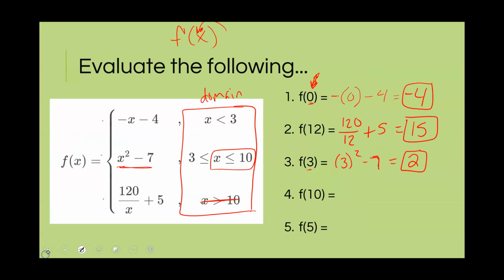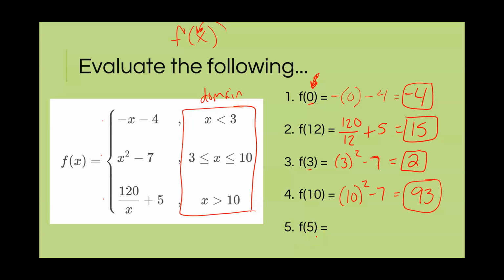So we have 10 squared minus 7, which would be 93. So when x is 10, y is 93. All right. Last one for this one is 5.